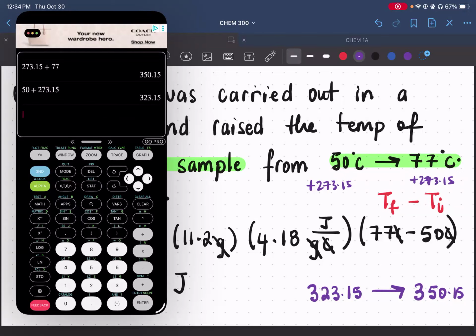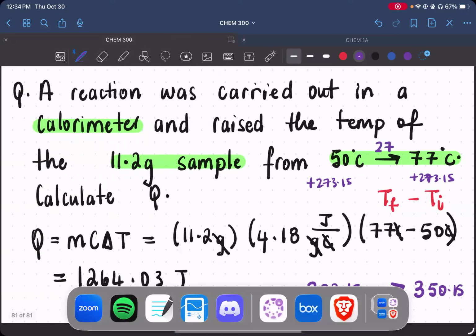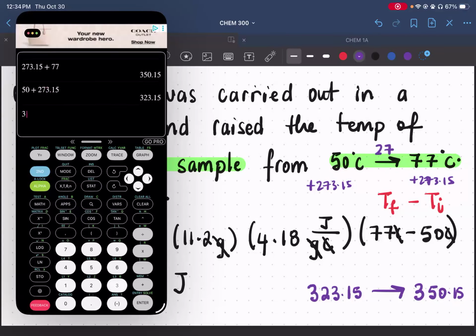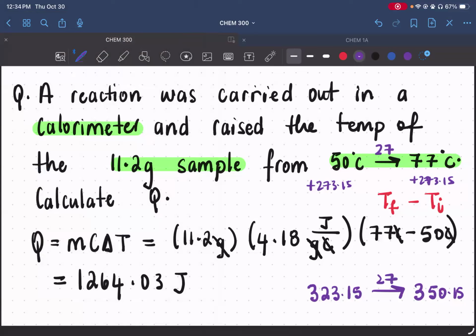The reason why we don't need to convert it here is because the equation requires temperature change. The temperature change between 50 to 77 is 27. The temperature change in Kelvin, 350.15 minus 323.15, is also 27. In other words, the reason why we don't need to convert to Kelvin is simply because it doesn't change our change. Whether it's in Celsius or in Kelvin, the temperature change is 27.